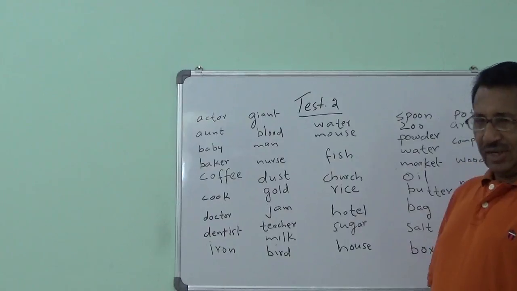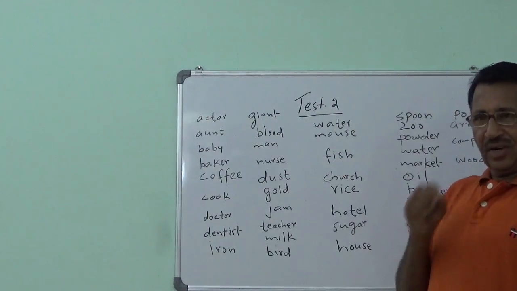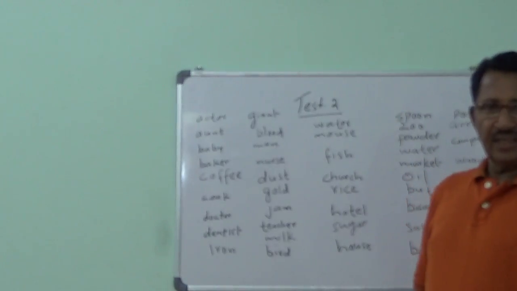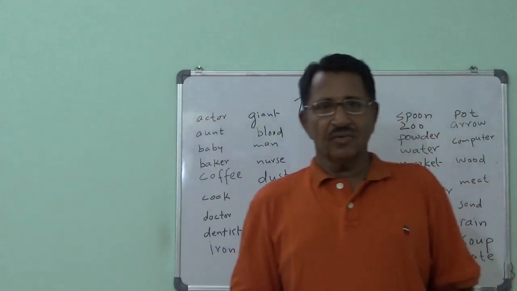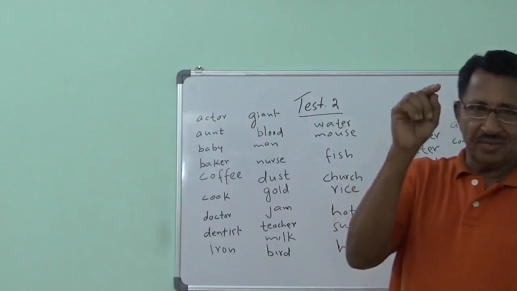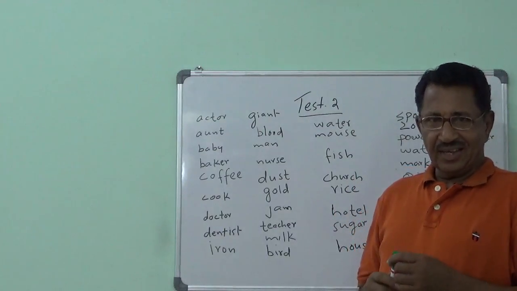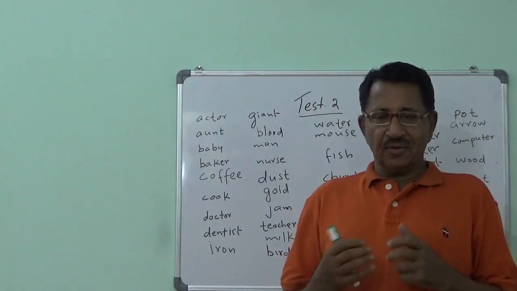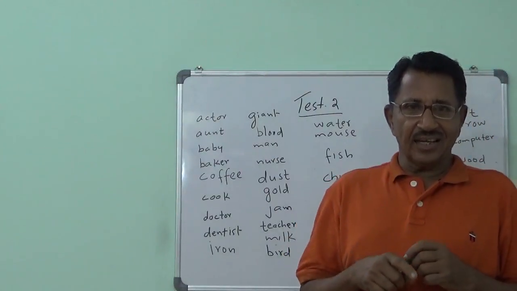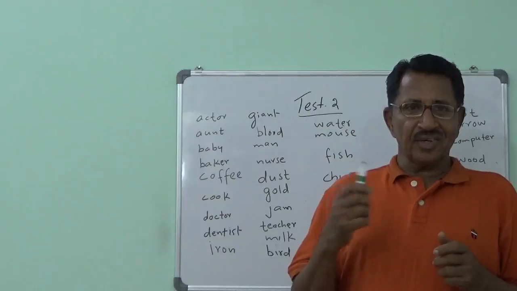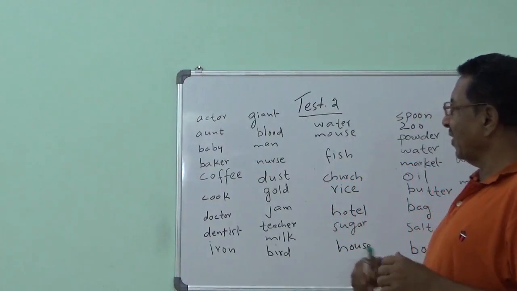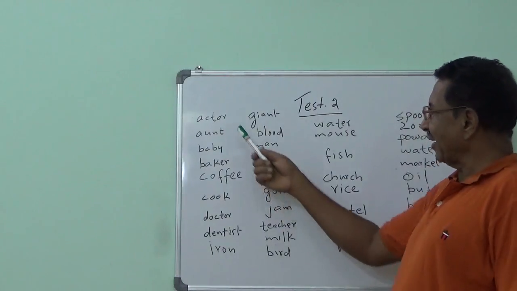Okay, so let's start here. If what you say is correct, I will put a tick. If what you say is wrong, then I will put a cross. Okay, let's say that you won't allow me to put a cross. Instead, all the words will have tick marks. Okay, let's begin here.